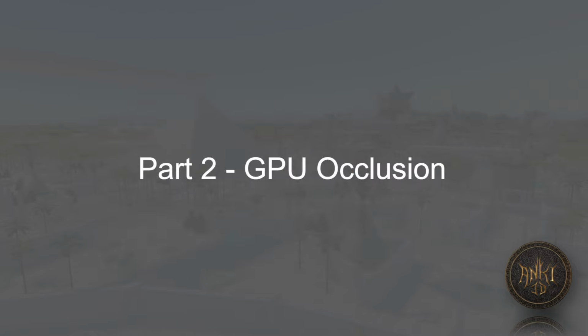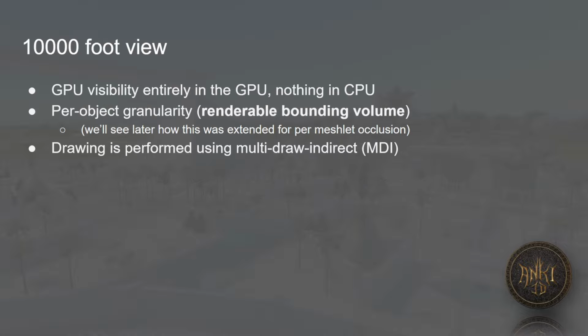Now let's talk about GPU occlusion culling. And more specifically, we'll be talking about how we do all the visibility testing in the GPU and how we draw the surviving visible objects using multi-draw indirect. Multi-draw indirect is a term borrowed from OpenGL.